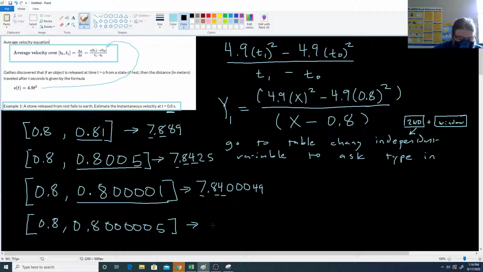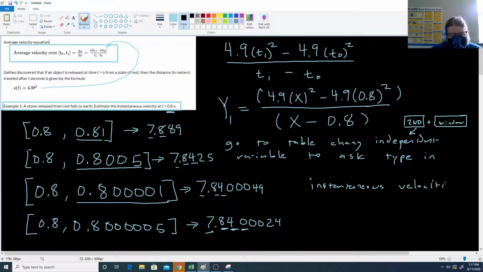And that gives me back 7.84, 3 zeros and a 2, 4. So at this point, the 7 has settled down. The 0.8 has settled down. The 4 is there. And now the 0 is settling down as well. So we'll say the instantaneous velocity is about 7.840, and our units are meters per second.